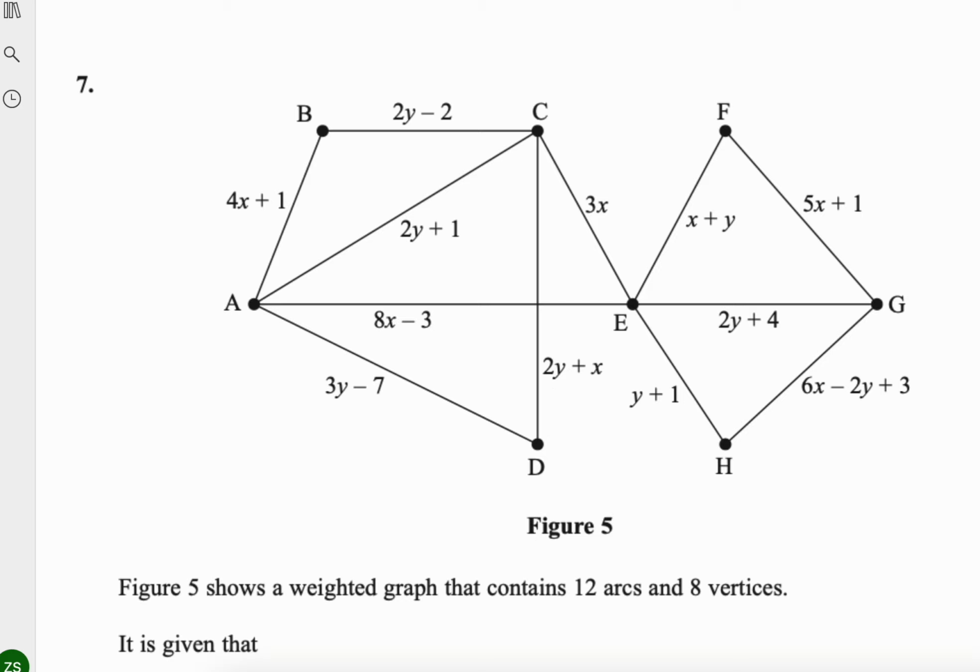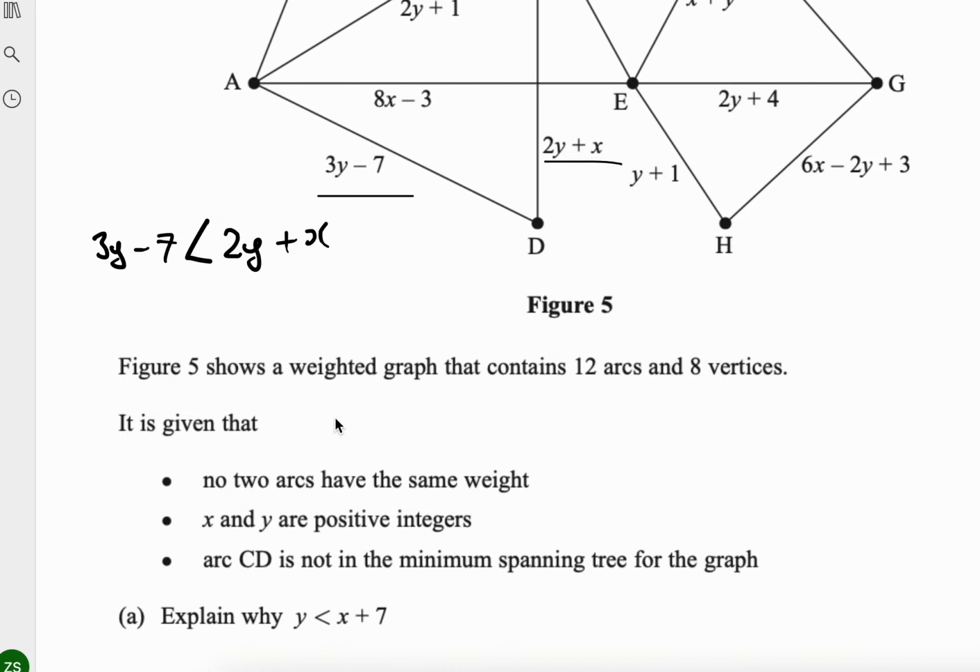But that also gives us something else. What does it tell you about these two paths? When you're picking the minimum spanning tree and you have two paths, how do you choose which one? You take the smallest. So if we chose AD and not CD, then AD is smaller than CD. 3y minus 7 must be smaller than 2y plus x. Can you guess what that's going to simplify to? Y is less than X plus 7.